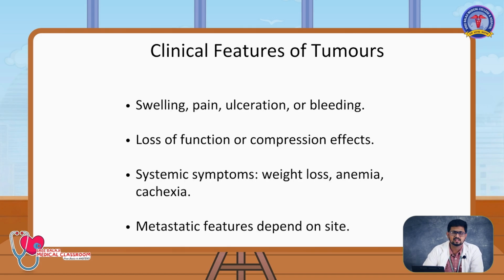So in general, the clinical features of any tumor will be like this. First, a tumor is nothing but a swelling. Pain, ulceration or bleeding can also be there. Loss of function or compression effects will be there. Systemic symptoms like weight loss, loss of appetite and anemia can also be important features. Metastatic features will depend upon the site of the metastatic spread.